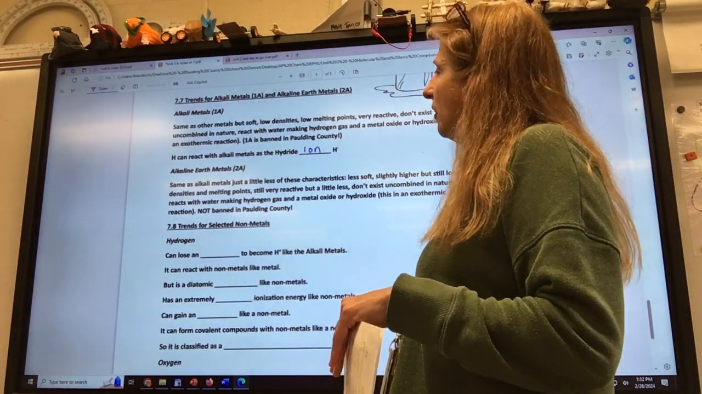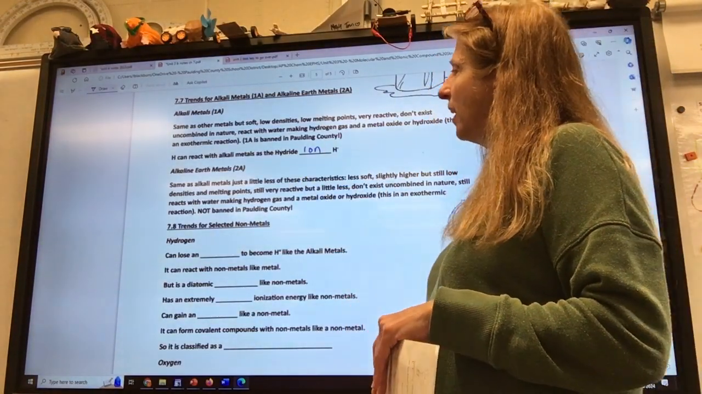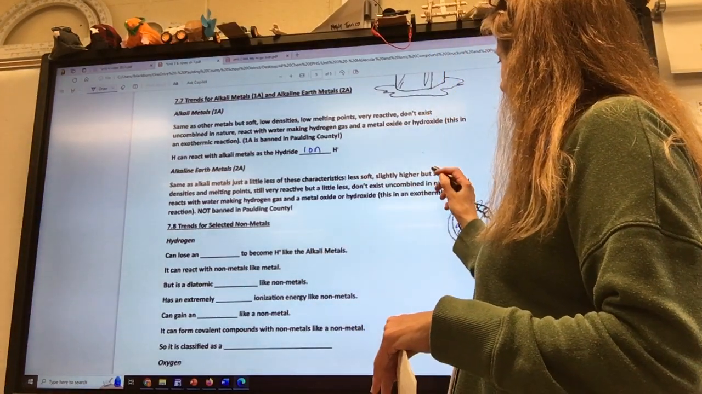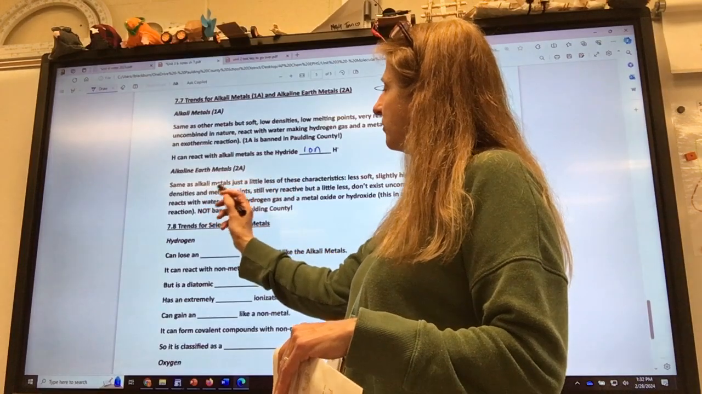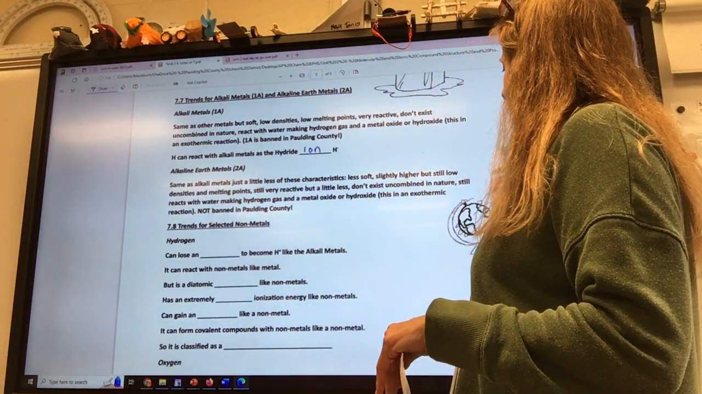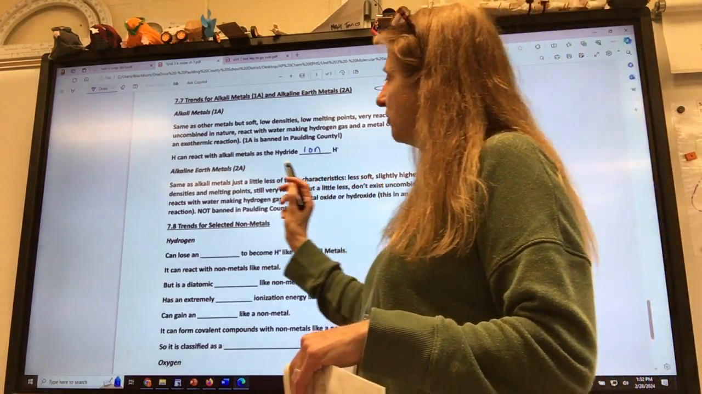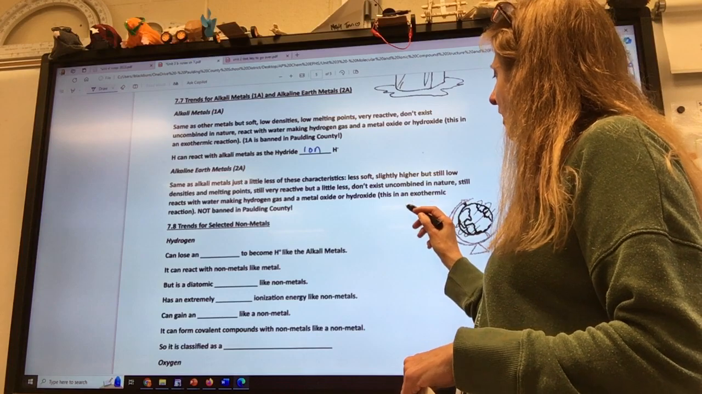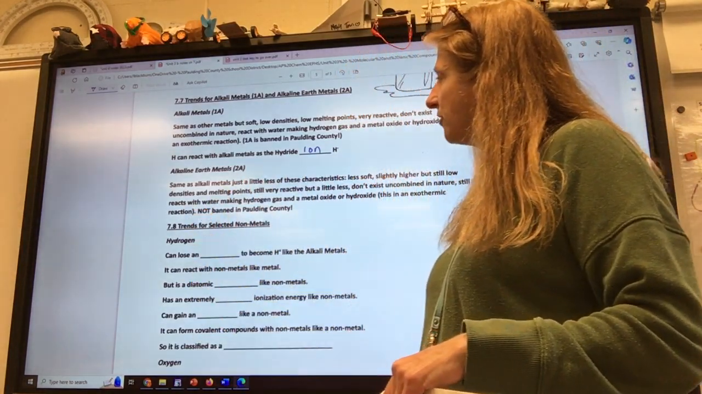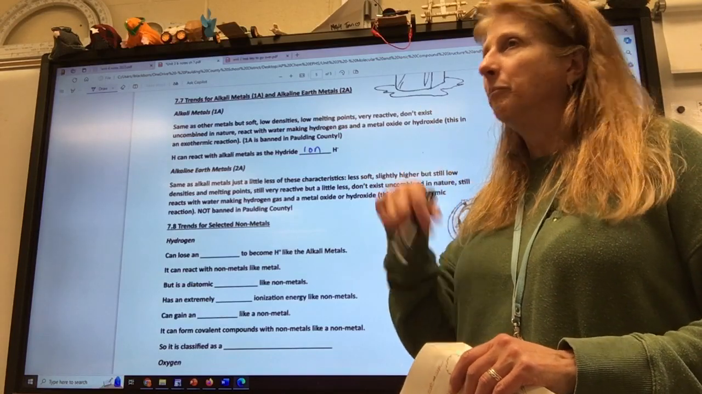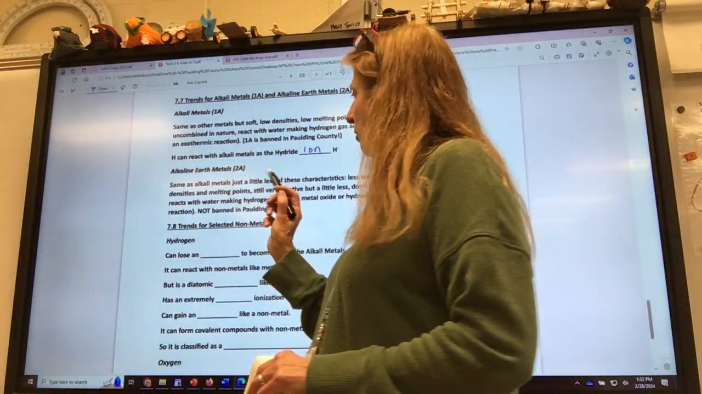Alkaline earth metals, they're the second column. They're the same as the alkali metals, just less. They're less soft. They're slightly higher, but still a low density and melting point. They're still very reactive, but a little less. They don't exist uncombined in nature. They still react with water, making hydrogen gas and metal oxides or hydroxides, and it's still an exothermic reaction, but it's not banned in Paulding County, so we get to burn magnesium and put calcium in water and all that.